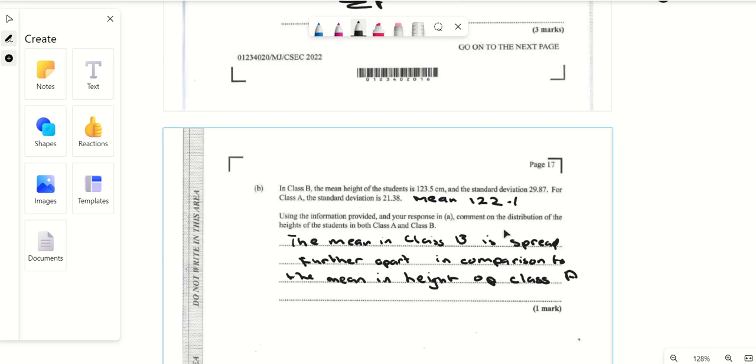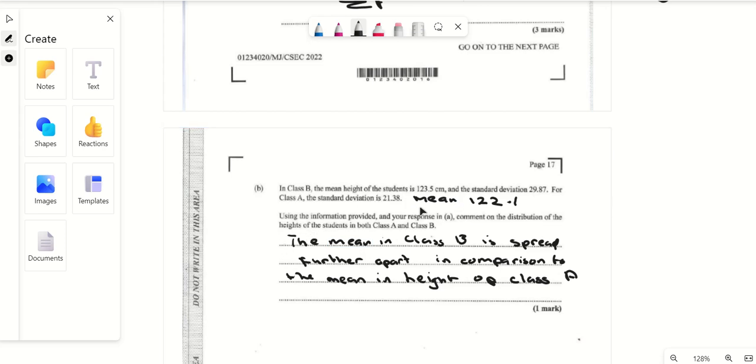So for A, if you look at the difference between 21 and 122, that is not a big difference. But if you look at the difference between our mean for class B, 123.5, and the standard deviation, which was 29.87, you can see that the mean in class B was spread further apart, right? In comparison to the mean for height for class A. Both of them are for height. But yeah, so that's how this statement is 1 mark.